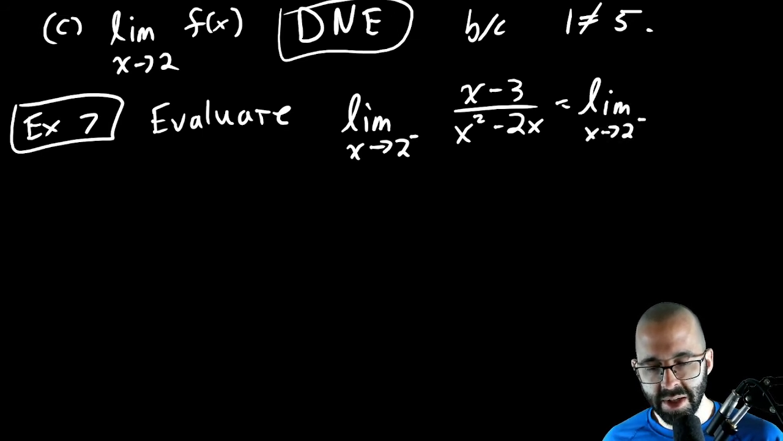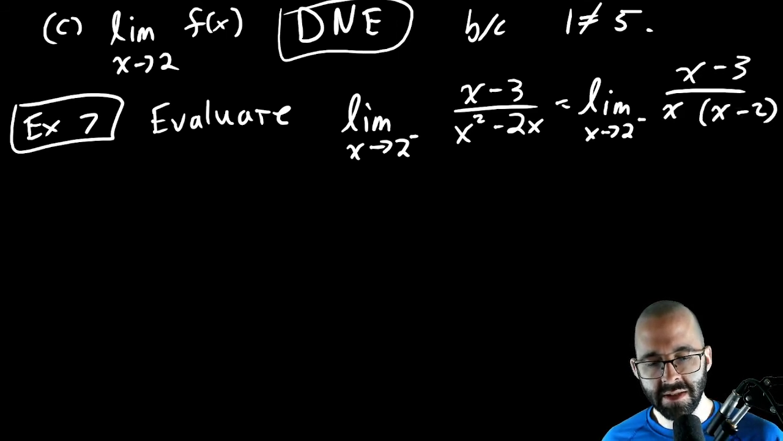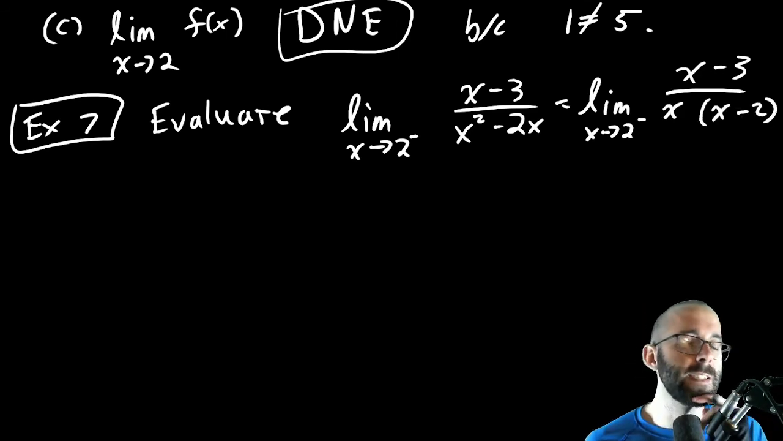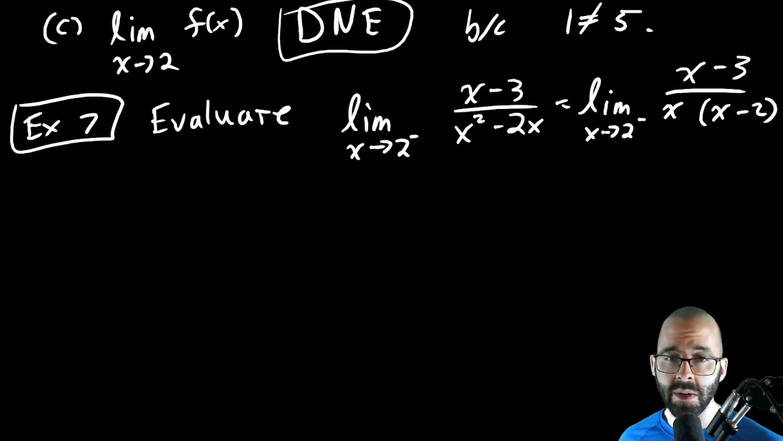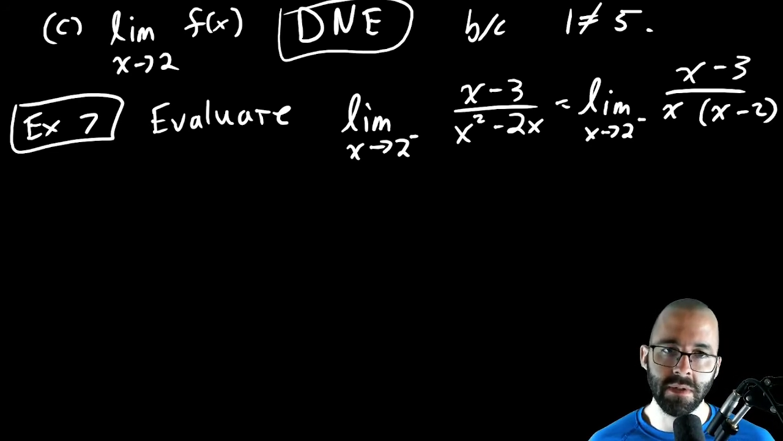Even though it's not going to help us, it's good practice, and it's a good thing that you should be checking. We factor, we're left with an x times an x minus 2 in the denominator. So nothing simplifies. We are still dividing by 0. Direct substitution is not going to work. We have to use what we know about vertical asymptotes.